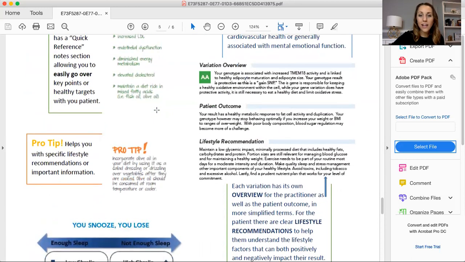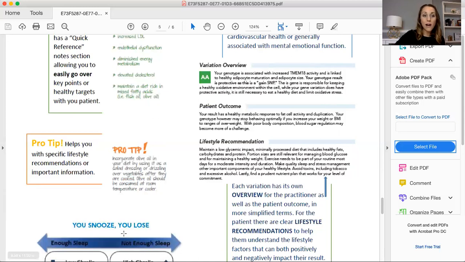And then each page is going to have its own variation overview. So if you were there with a patient and they had the AA gene, you can see it is green. That means, remember in our stoplight, that it is going to have a protective effect there. And so, it's a gain SNP, it says. It keeps a healthy oxidative environment within the cell. You're going to see the variation overview, the patient outcome, what you're going to see, and those lifestyle recommendations.